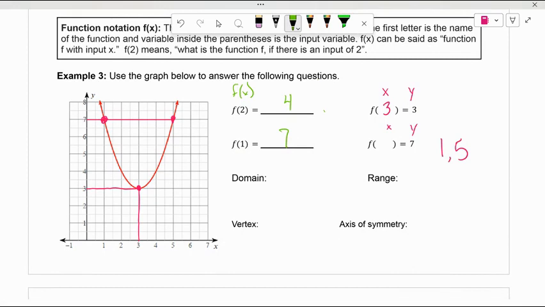All right, domain. Again, it's going all the way to the left, going all the way to the right. So it's all real numbers, or negative infinity to infinity. Our range, well, we got a lowest y value at 3, including 3 because it's a shaded in circle. And then we go up forever to positive infinity.